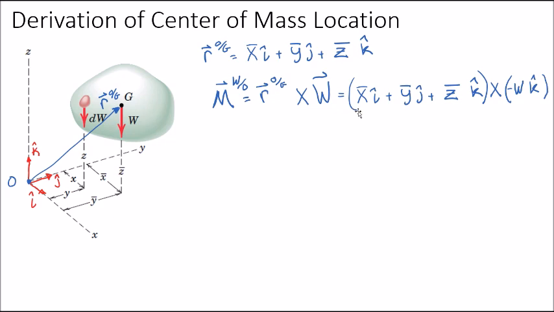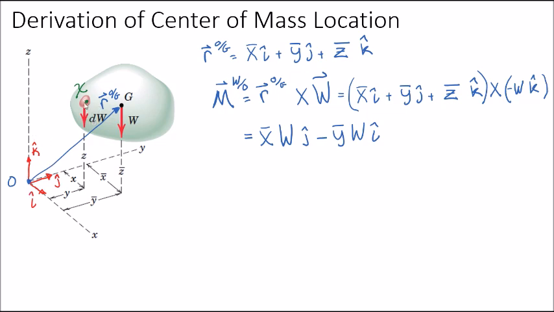Plugging in r_OG and what we know for the weight, since we said that weight is acting in the negative k hat direction for this example, this is equal to x bar i hat plus y bar j hat plus z bar k hat crossed with minus W, the magnitude of the weight of the entire volume, in the negative k hat direction. Carrying this cross product out, we find that this is equal to x bar W j hat minus y bar W i hat.